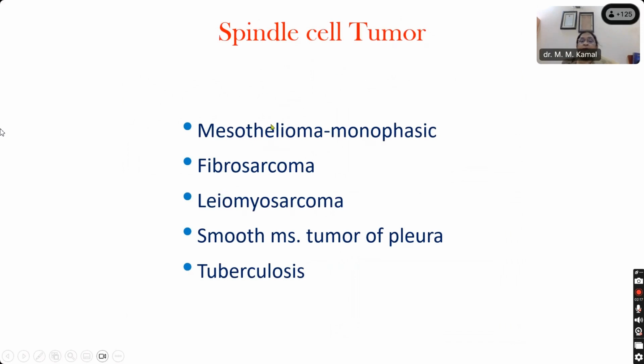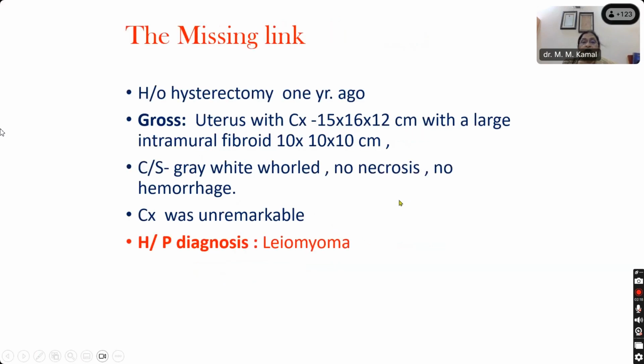And then we kept these possibilities, mesothelioma monophasic. Now we know what are the different types of the mesothelioma that you have. Ma'am, it could be epithelioid, it could be sarcomatoid, or it could be biphasic, ma'am. So could this be a sarcomatoid variant of mesothelioma? Yes, ma'am, could be. So we also entertained that it could be a fibrosarcoma, it could be a leiomyosarcoma, it could be a smooth muscle tumor of the pleura, or of course tuberculosis could not be ruled out in this patient. Now, what was the missing link that after a long time, let's say 1.5 months, the patient came with history of hysterectomy 1 year ago.